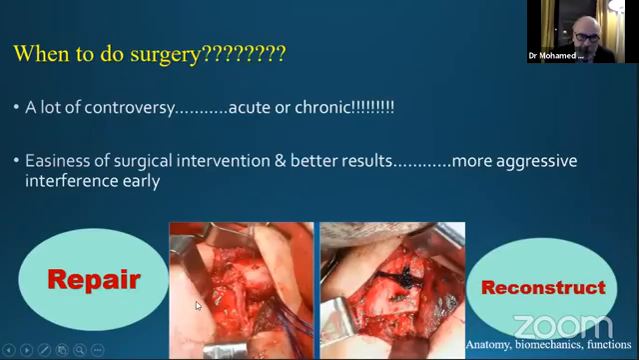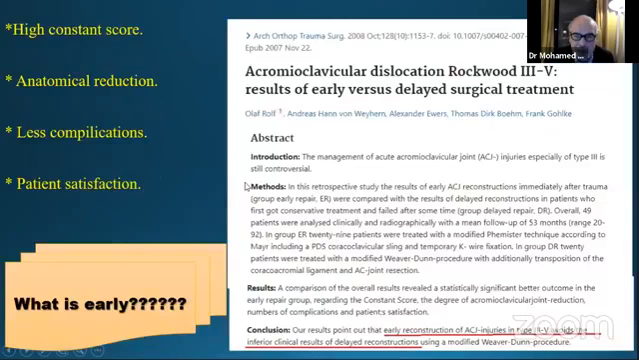When to do surgery? I mean, should you do surgery now, or should you postpone the surgery? This also carries a lot of controversy, to do it acutely or chronically. But the easiness of surgical interventions and the better results with surgery make the surgeon more aggressive to intervene early, with more repair. And now they prefer repair over reconstruction. Although reconstruction restores the anatomy, biomechanics, and function, a lot of researchers talk about the repair of the acromioclavicular joint. Why? Because it has a high score, it reduces the dislocation and subluxation anatomically, with fewer complications and more patient satisfaction.